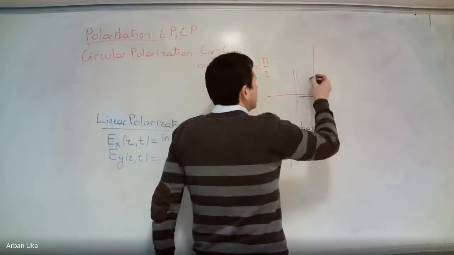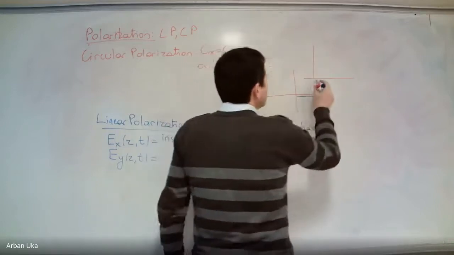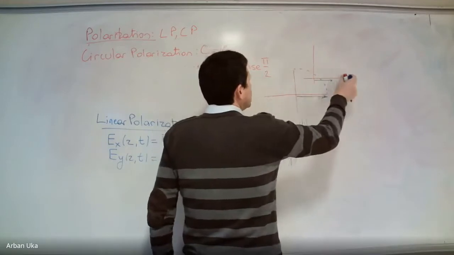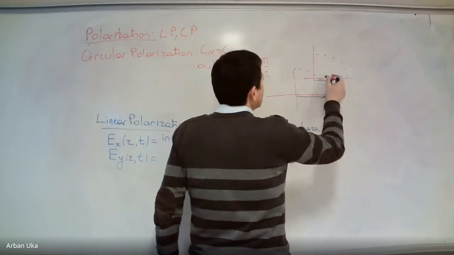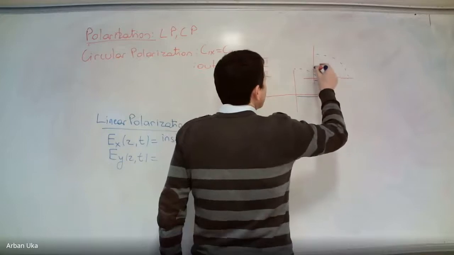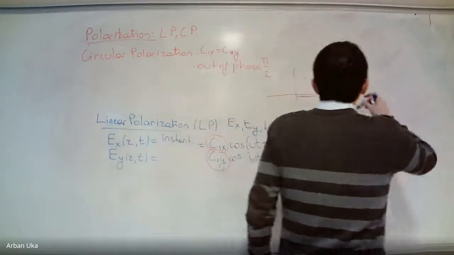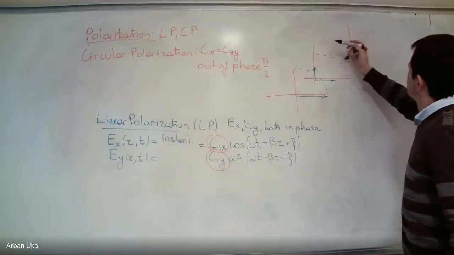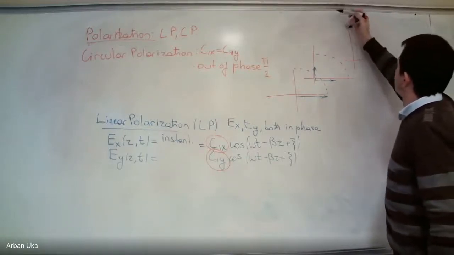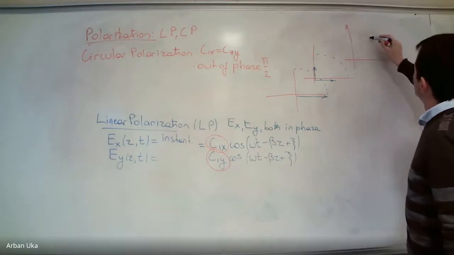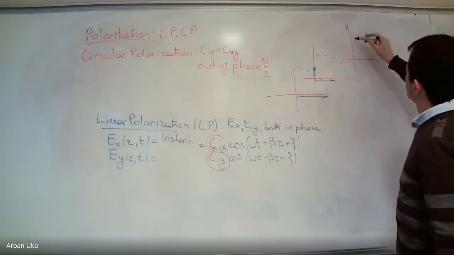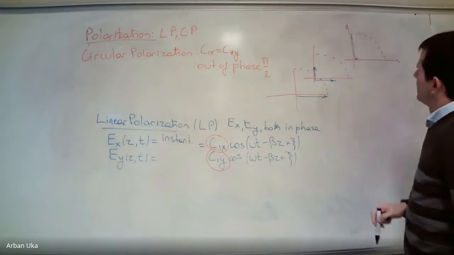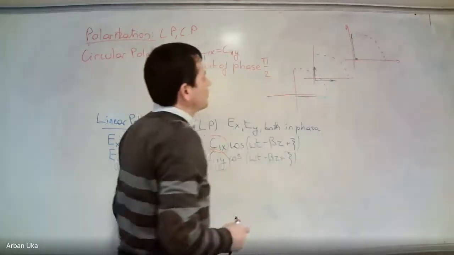A little later, this is going to be shorter, so let's preserve the amplitude, let's preserve it like this. So a little later, it's going to be like this. And later on, the magnitude of the electric field, we should be able to find it like in here. So this is going to be a maximum, and this is going to be 0. So this would be the circular polarization.